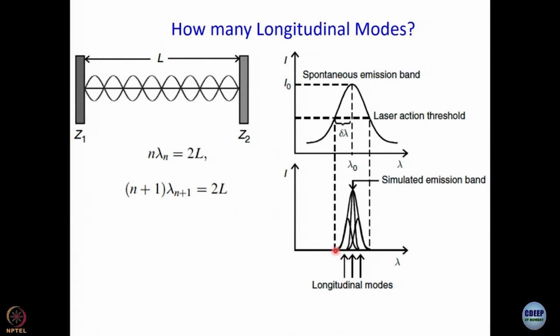Where will n max be, here or here? It will be on the lower wavelength side, right. Lower wavelength is higher energy. Let us say n min is the mode number for this end of the spectrum.